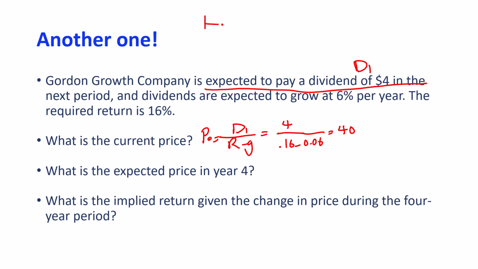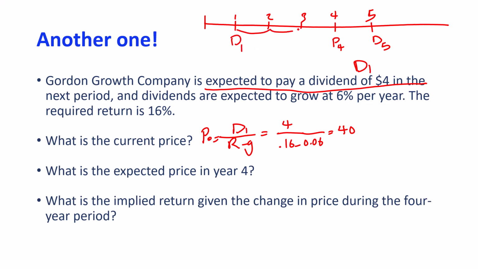So if you want price in year 4, you're going to need the dividend in year 5. You need your D5. How can we find D5? You already have your D1. You need to compound it for 1, 2, 3, and 4 years. So P4 would be your D1 times 1 plus growth rate raised to the power of 4.